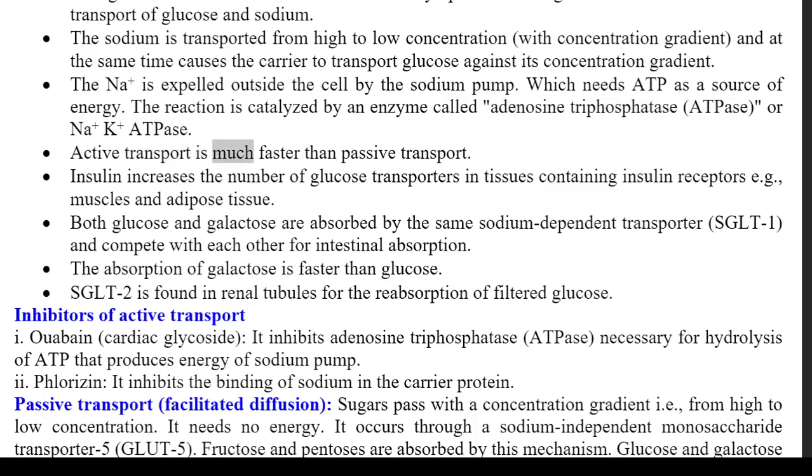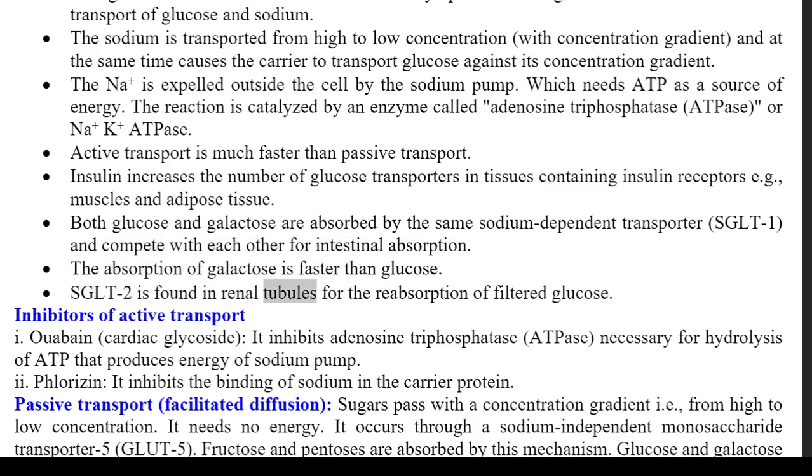Active transport is much faster than passive transport. Insulin increases the number of glucose transporters in tissues containing insulin receptors, for example muscles and adipose tissue. Both glucose and galactose are absorbed by the same sodium-dependent transporter, SGLT1, and compete with each other for intestinal absorption. The absorption of galactose is faster than glucose.